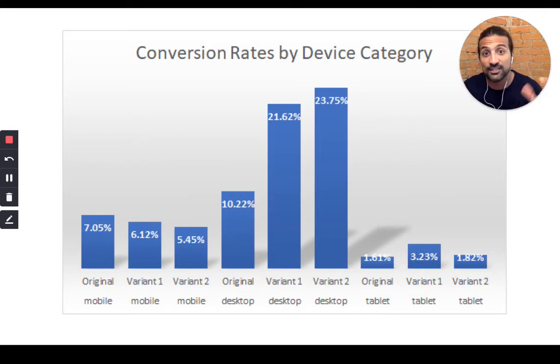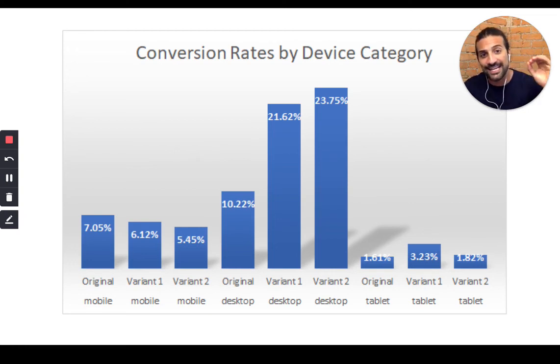Now, this is again just one lens. We're just looking at device. We can segment this in multiple ways, multiple categories, overlay, break it down, and really identify what user groups and user segments resonate and don't resonate, and then come up with ideas to explore and push things further.